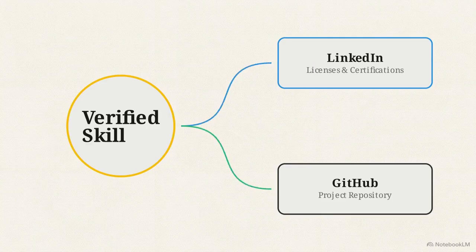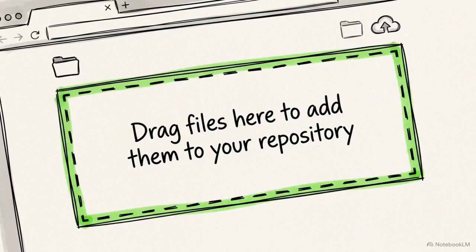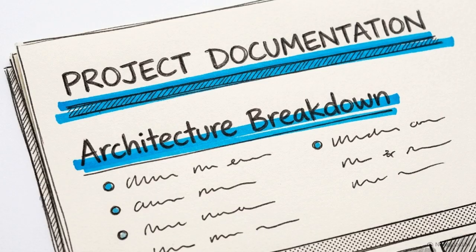Take the certification URL from your completed course and add it directly to the Licensures and Certifications section of your LinkedIn profile. The second step is to take the actual lab files you coded during that course and upload them to a dedicated repository on your GitHub account. Inside that repository, create a readme.md file. Use this document to explain exactly what the code does and the technical problems you solved.